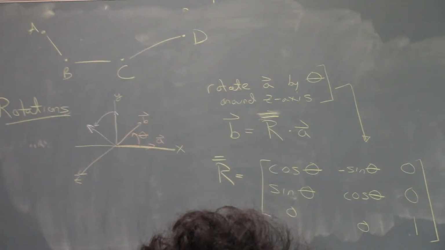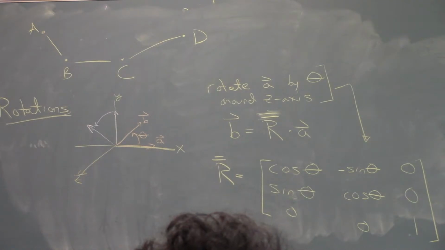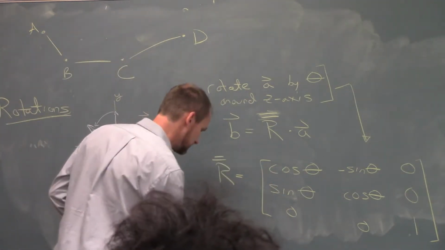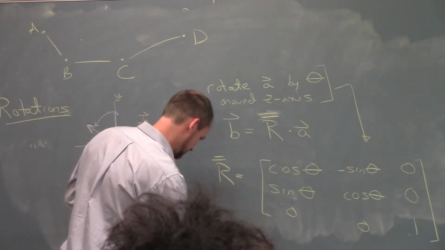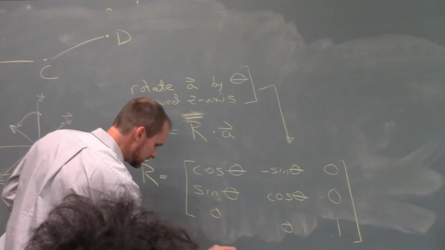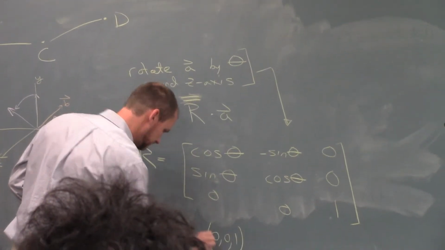Does that make sense from some geometry? So that's one you can visualize. The axis is u. We'll call it u hat, and that's 0, 0, 1.